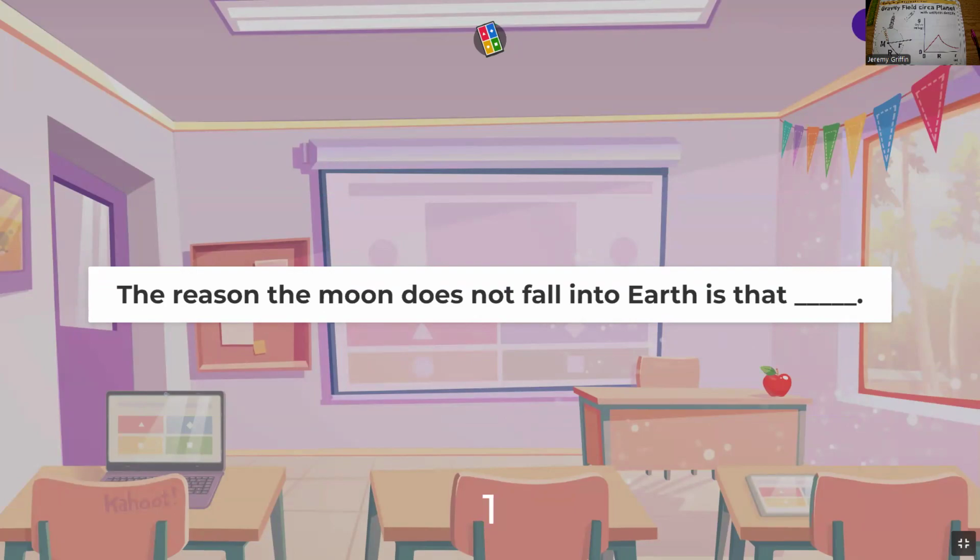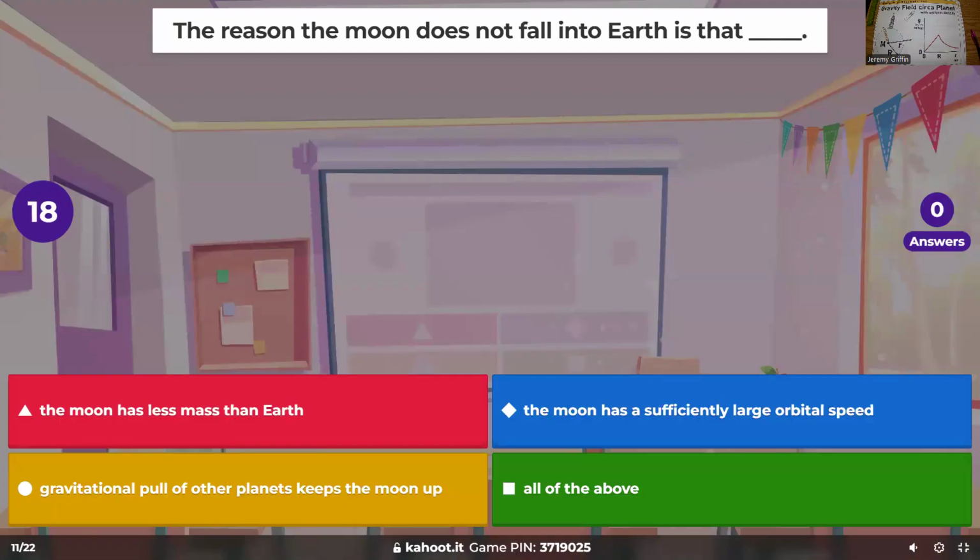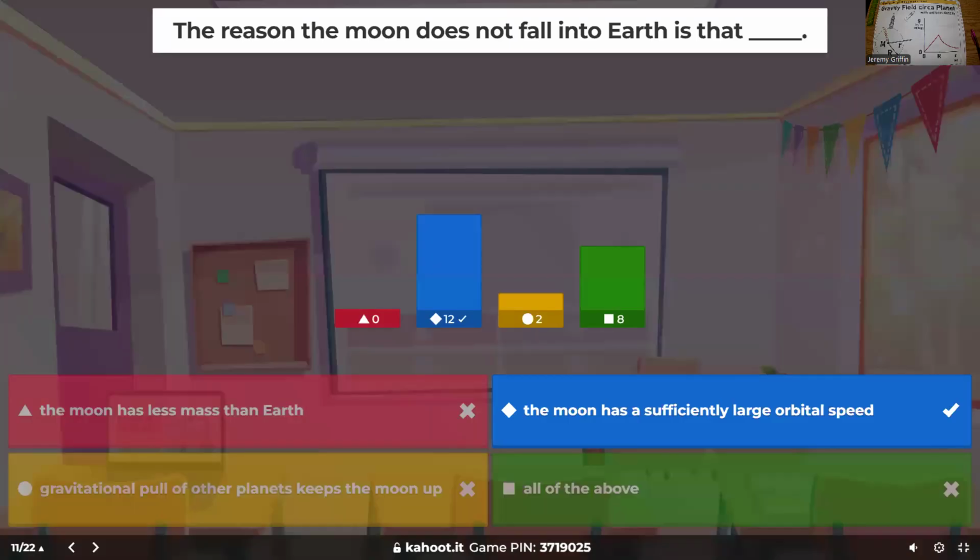The reason the moon does not fall into Earth is why? The moon has sufficiently large orbital speed. Tangential velocity, could have said that too, right? Okay, we knock out the gold one first. Gravitational pull of other planets keep the moon up. Okay, that's just kind of a silly answer. Also, not necessarily because of different masses either.